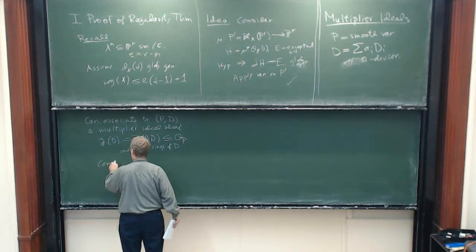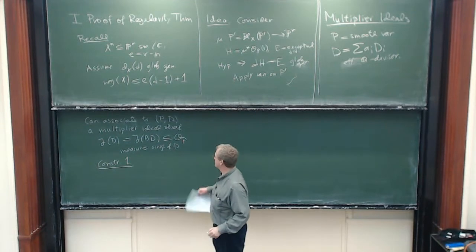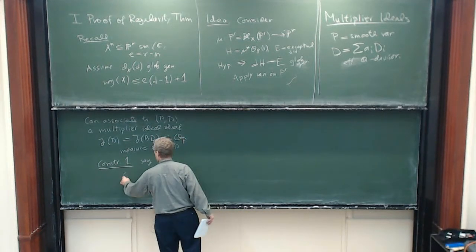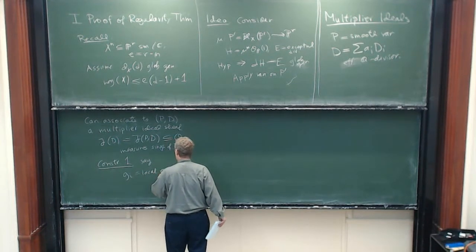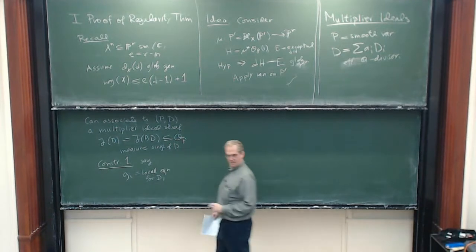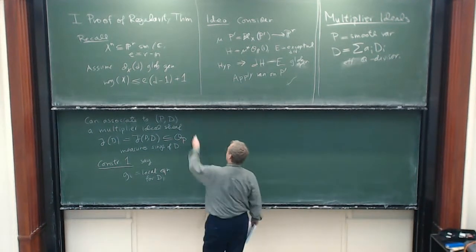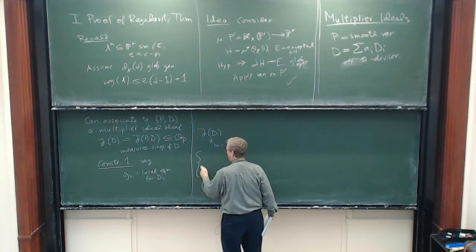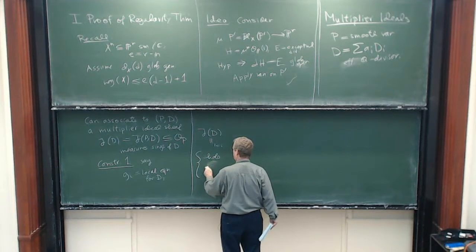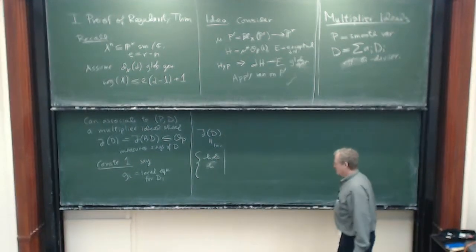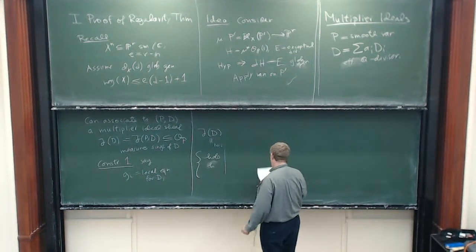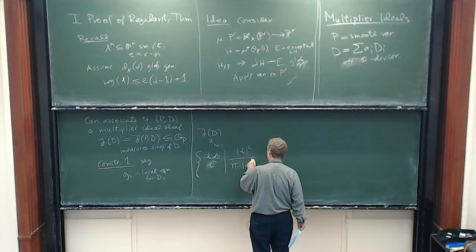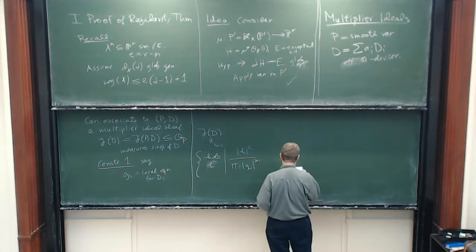So the first construction is a more analytic construction. D is a linear combination of these components. Let's say G_i is a local equation for the ith component, D_i. Then we can think of J of D locally as the set of all holomorphic or polynomial functions H defined by some integrability condition. The condition is that the modulus squared of H divided by the product of the G_i to the 2a_i should be locally integrable.